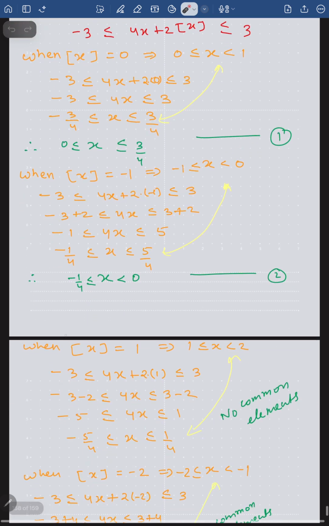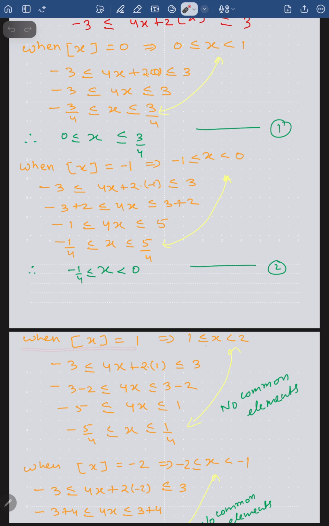Let us check two more values. When the greatest integer takes the value 1, x will lie between 1 and 2. In that case this will give you 4x plus 2, so this time we subtract 2. So -3 minus 2 less than or equal to 4x less than or equal to 3 minus 2, that is -5 less than or equal to 4x less than or equal to 1. So x is between -5/4 and 1/4. Now when we combine these intervals, here the values start from 1 and 2, while here x is less than or equal to 1/4. So no common elements are possible.